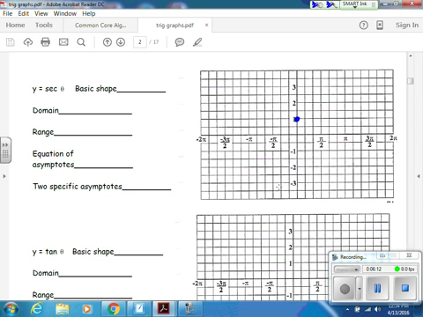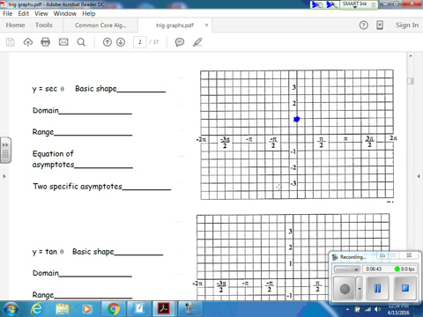Why is it undefined? Okay, cosine. Think about what we just said, what Amber just said. What is cosine at pi over 2? It's 0, right? Does everyone see that cosine is 0 at pi over 2? You should have your unit circle out. Well, can you flip 0? No, you cannot. So it's undefined.